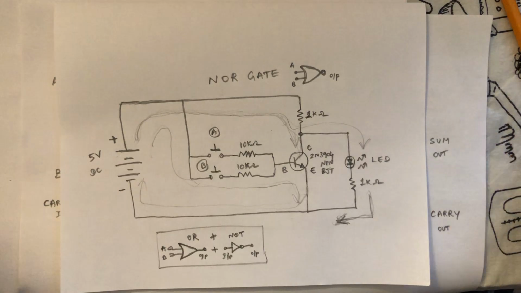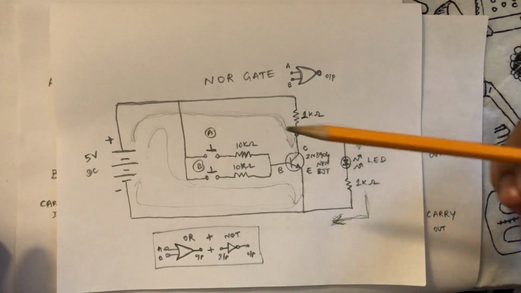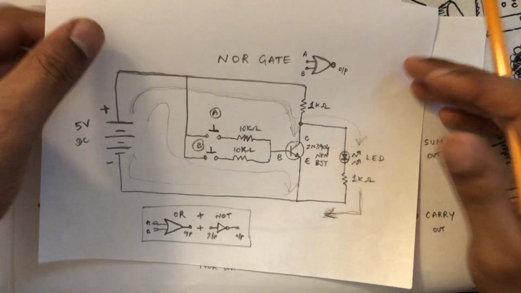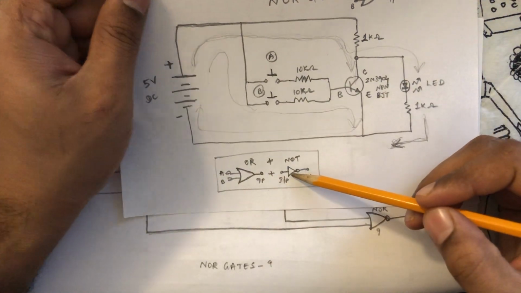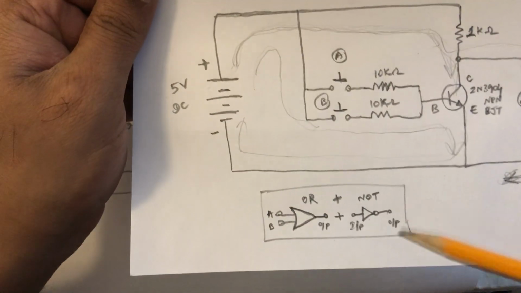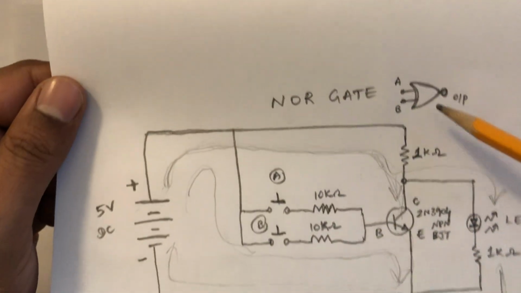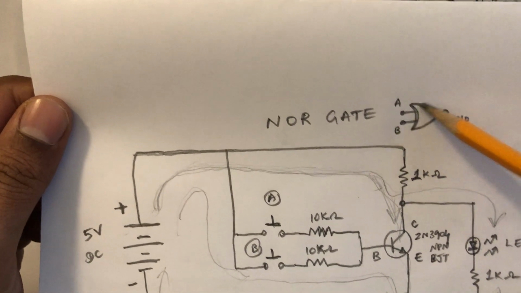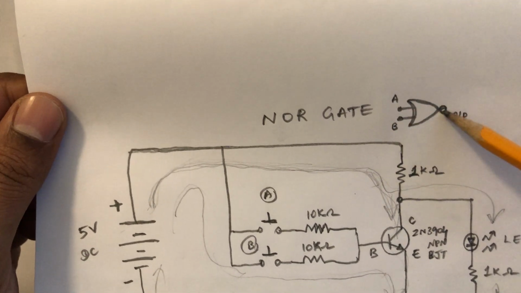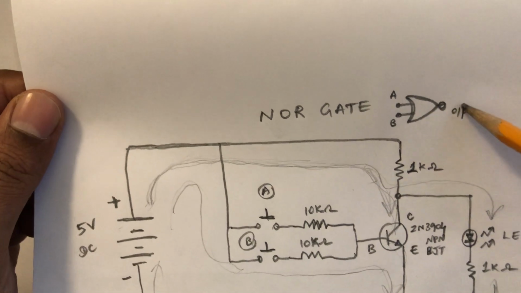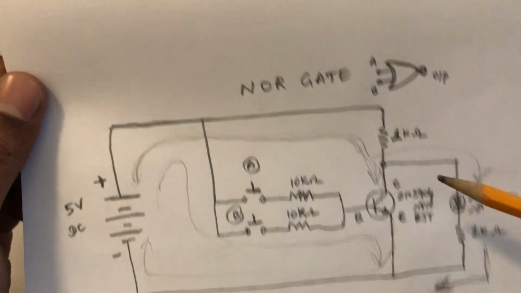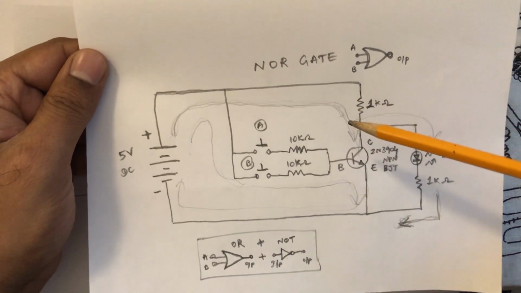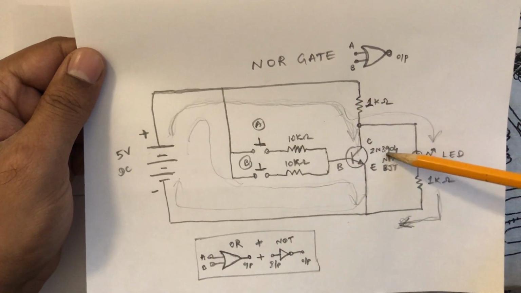In the previous video, we saw how to create a NOR gate. A NOR gate is nothing but an OR gate combined with a NOT gate, and it is symbolically represented like this. It's basically an OR gate, and this bubble indicates that the output is inverted. So we discussed this circuit, how to create a NOR gate using a 2N3904 transistor.